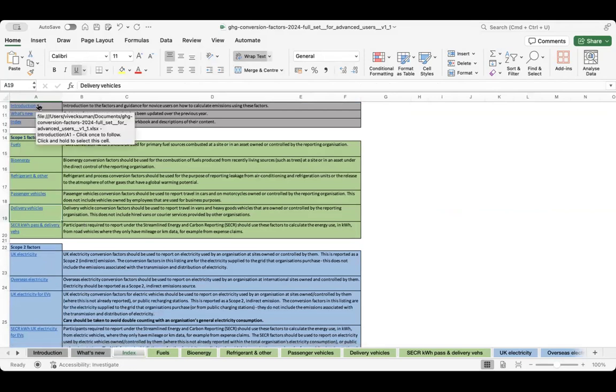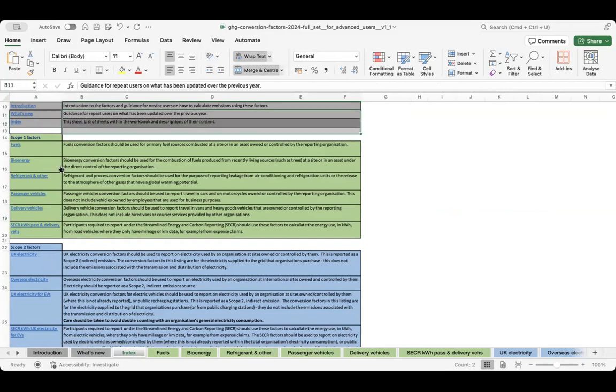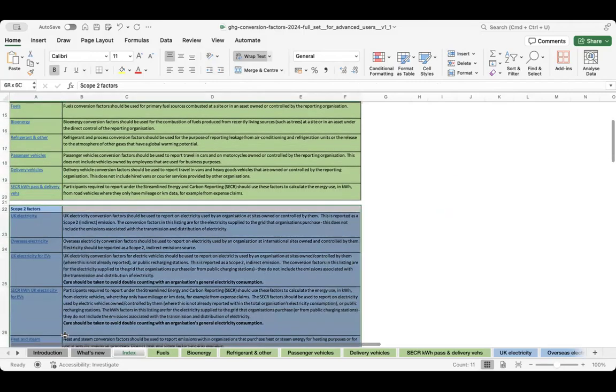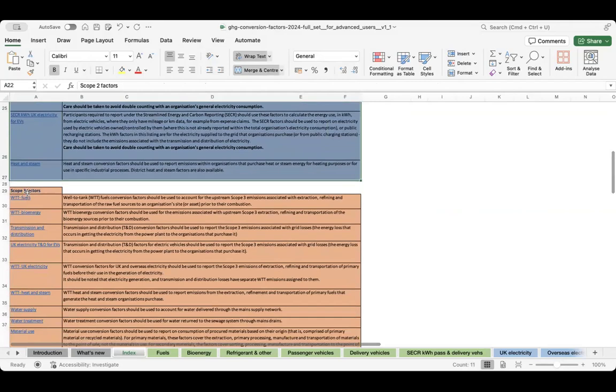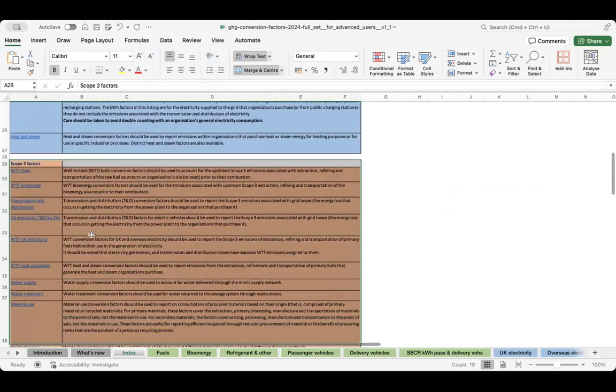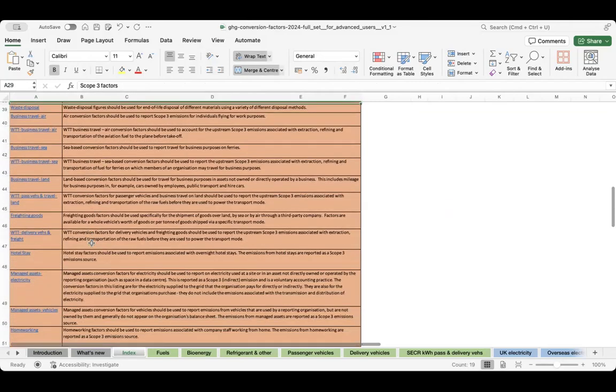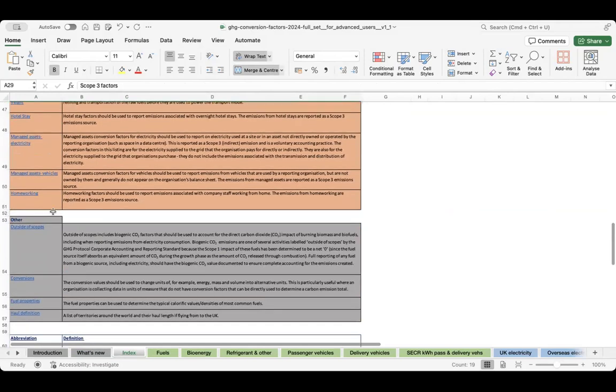So it starts with introduction, then what's new, and then index. These are the three non-usable, not changeable parts. Then there will be changeable parts: the scope 1 factors, scope 2 factors they have identified, and then the scope 3 factors, right? And each of them, whatever coverage they have done, all 15 categories, whatever coverage they are having, they have listed those.